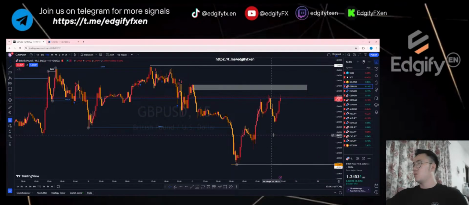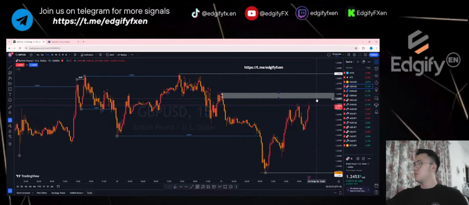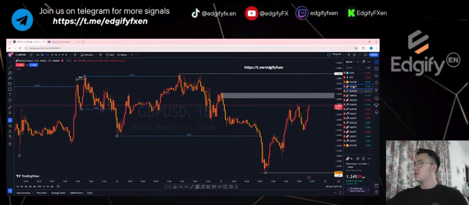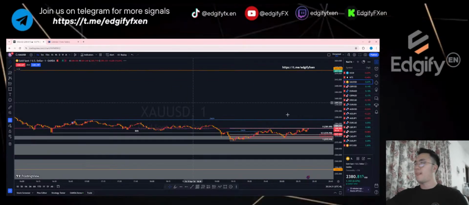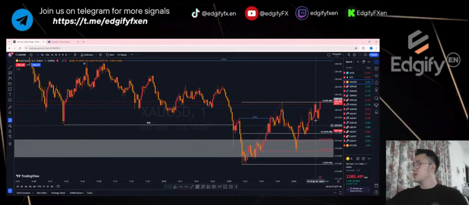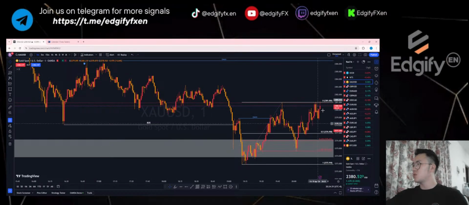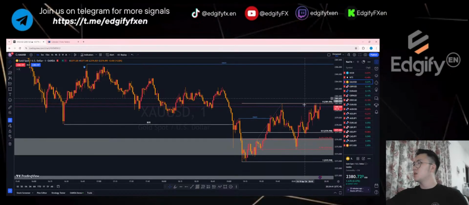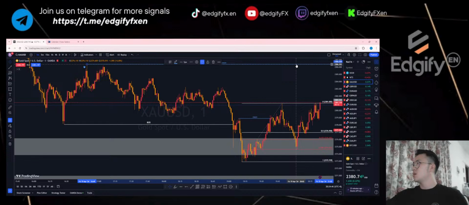Okay, so we're back to GBP USD. I'm still waiting for this to be tapped. The moment it taps in, then we'll look for an entry. Okay, as for gold, it's currently moving upwards. It's looking quite good at the moment. We'll see for this level here to be broken.